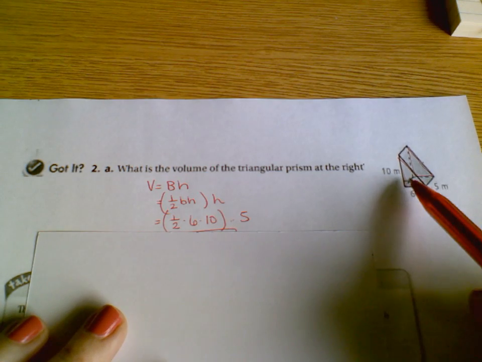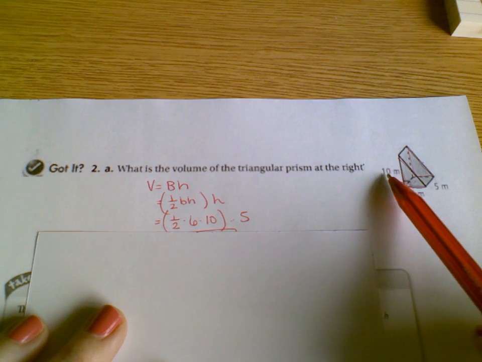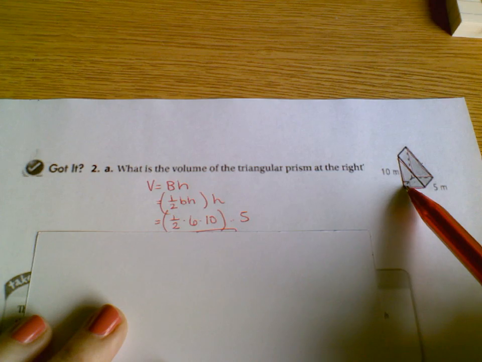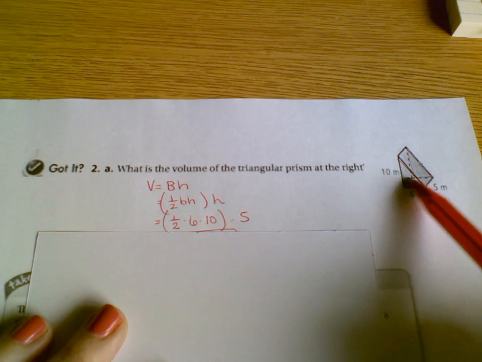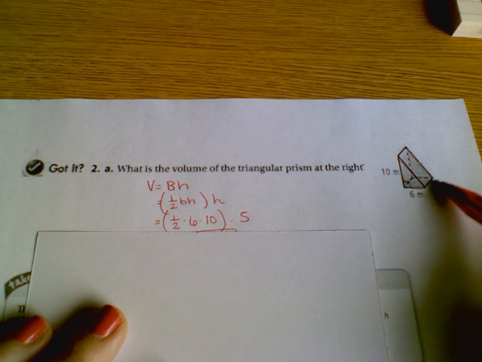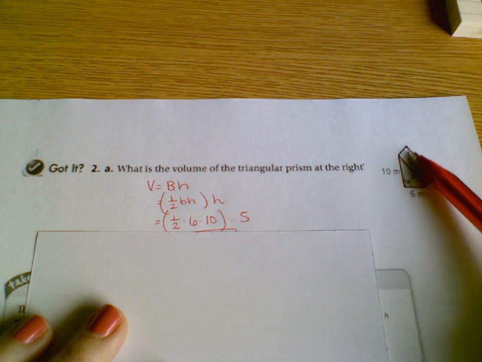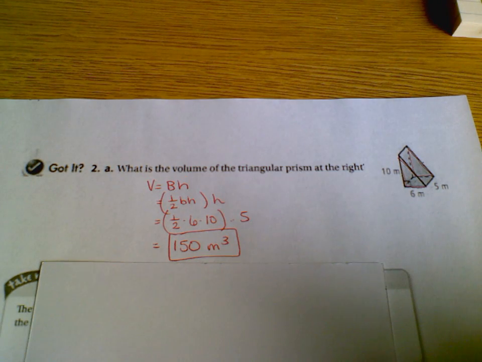Since it's a right triangle, my base could be 6 and my height could be 10 for the area of my triangle. So this one really doesn't have any work for me to do because it's a right triangle. I can just do a half times 6 times 10 to find the area of the base, and then multiply it with the height of the prism, which in this case is 5. If you flipped this over, that 5 would be the height from standing on top of the desk. So your final answer should be 150 meters cubed.